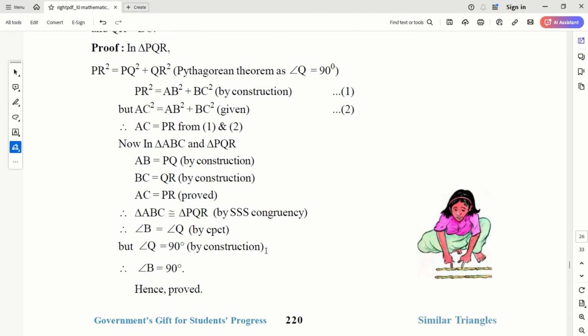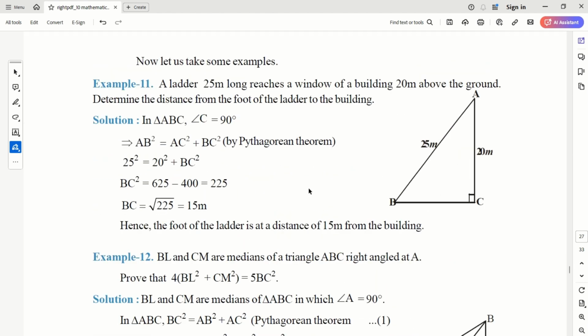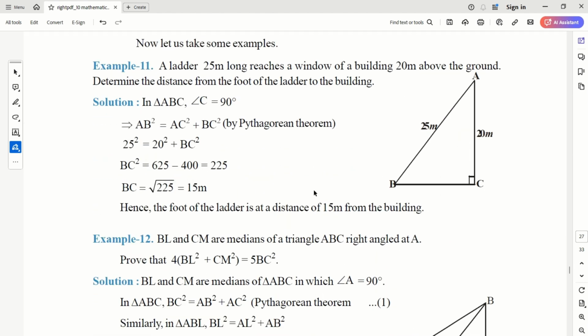Let's see some examples. I think you could have done several examples by now based on Pythagoras theorem. Let's do some more. A ladder 25 centimeters long reaches the window of a building 20 meters above the ground. Determine the distance from the foot of the ladder to the building.